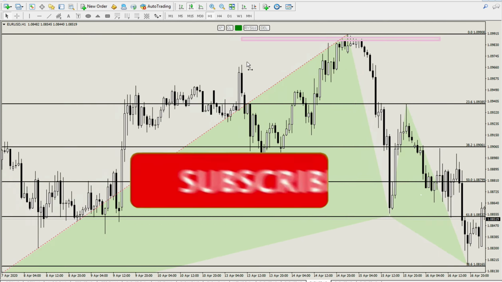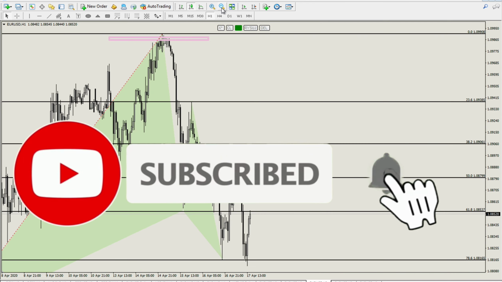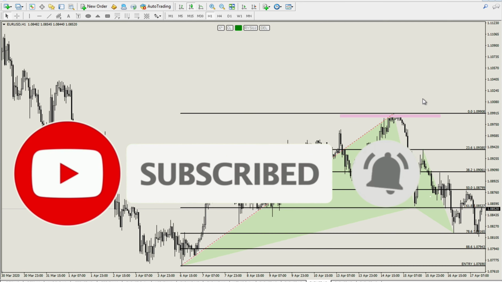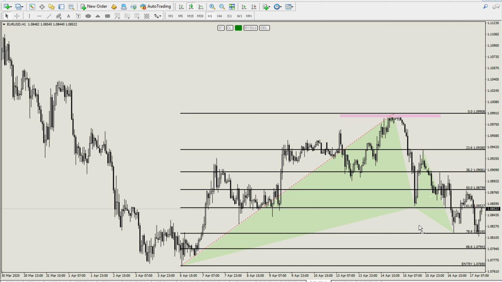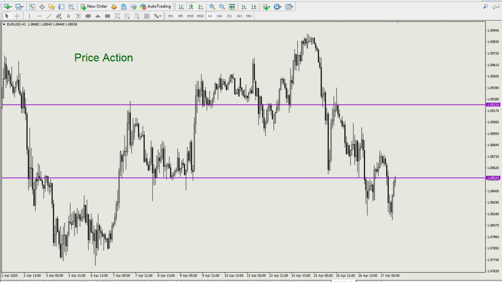So that's another one, as you can see. First, we predicted this cluster nicely. We could sell off with beautiful profits. Now we see that we have a harmonic Gartley. Nice. Next one, please. Price action.